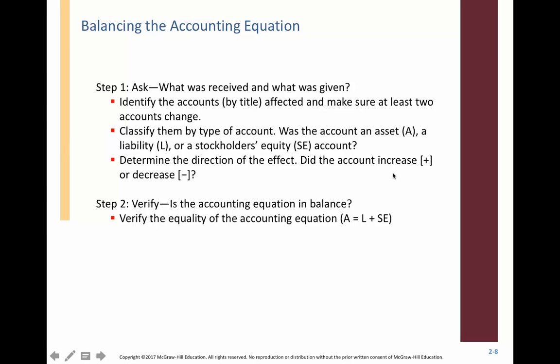Determine the direction of the effect. Did the account increase or did it decrease? And of course, for you guys in my class, you've got to match those pluses and minuses up with debits or credits. If it's an asset, for example, and it's increasing, it's a debit. But if it's a liability and it's an increase, it's a credit. You've got to know your debit and credit rules. If nothing else, have a cheat note in front of you when we talk about these things.